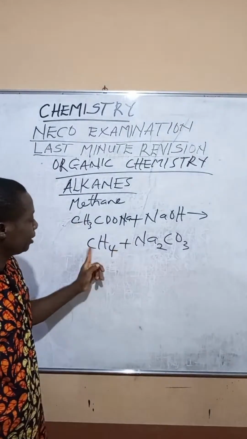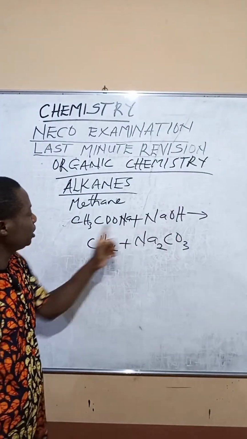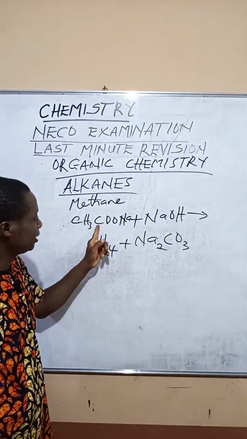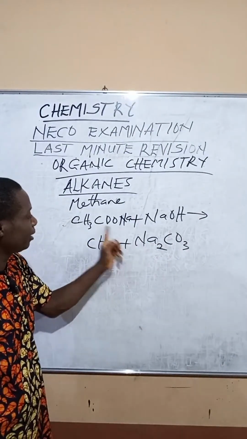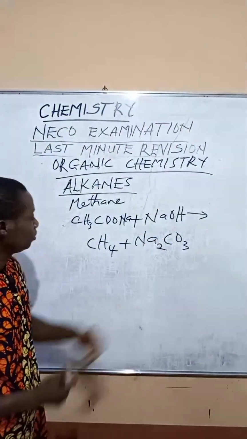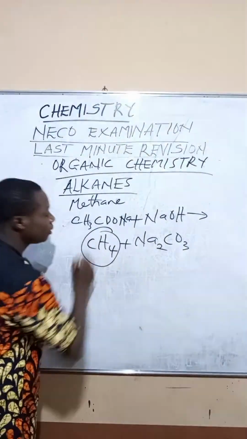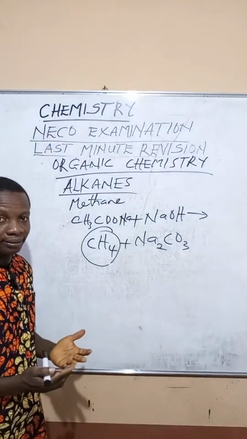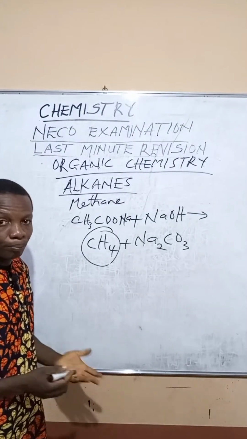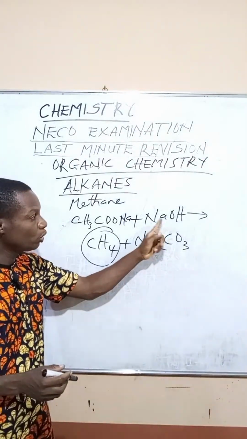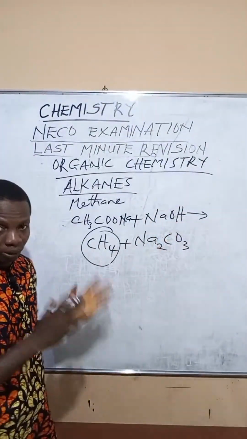Let's check it out. C is 1 here, it is balanced. Then H is 4, and another C is here, right? Then 1, 2, 3. Look at it. So with this, you have been able to produce methane. Same applies to ethane, propane, and others. This is soda lime. We normally don't use the normal soda.